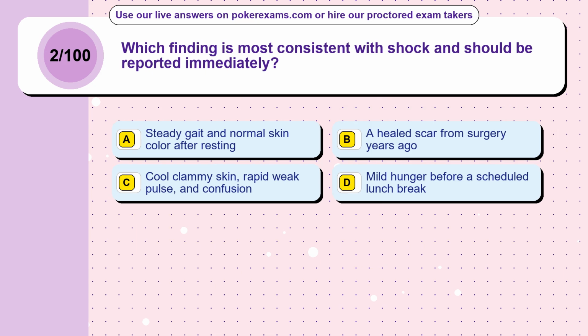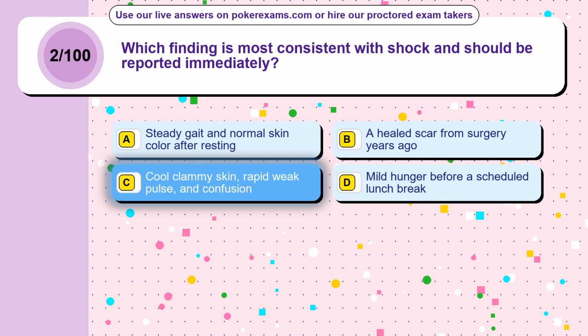Question 2. Which finding is most consistent with shock and should be reported immediately? Option A. Steady gait and normal skin color after resting. Option B. A healed scar from surgery years ago. Option C. Cool clammy skin, rapid weak pulse, and confusion. Option D. Mild hunger before a scheduled lunch break.